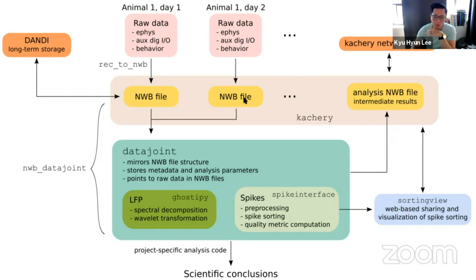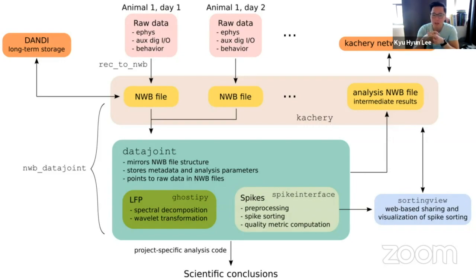But sometimes we may want to share the NWB files as well as the analysis NWB files with our collaborators at an earlier stage in the project. And for that, we use something called Kachery. This is another open source Python project that acts sort of like a file system manager. And one nice feature is that it allows us to easily create a decentralized network of peers, sort of like BitTorrent, if you know what that is.